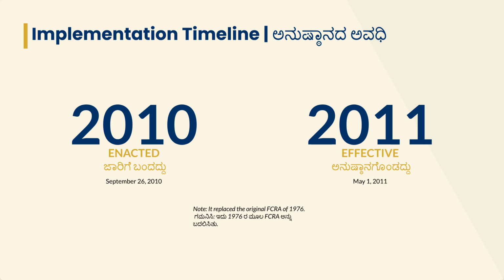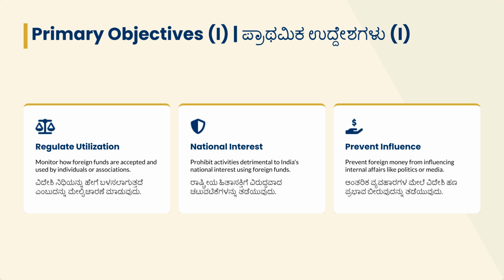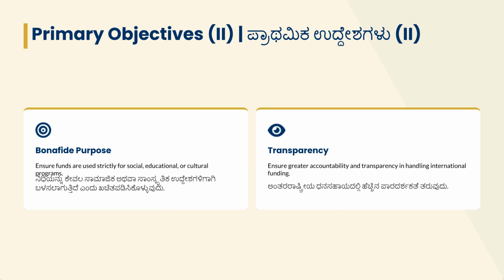The FCRA 2010 replaced the original 1976 Act. It was enacted on September 26, 2010, and became effective on May 1, 2011. The primary objectives of the FCRA include regulating the utilization of foreign funds, safeguarding national interest by prohibiting detrimental activities, and preventing foreign money from influencing internal affairs like politics or media. Further objectives include ensuring the funds are used strictly for bona fide purposes, such as social or educational programs, and promoting greater transparency and accountability in handling international funding.